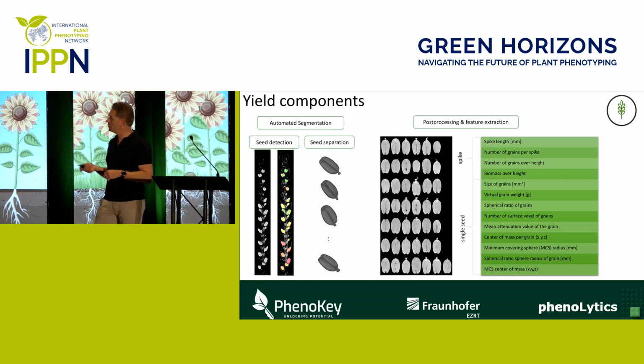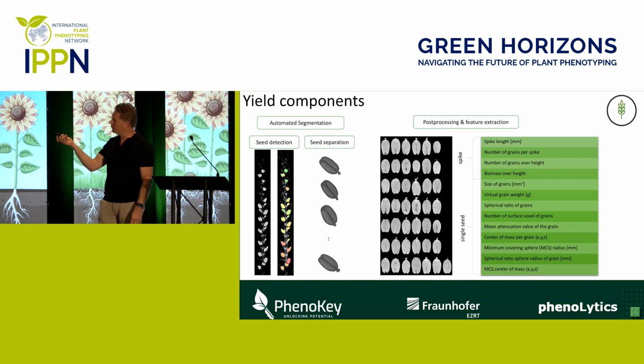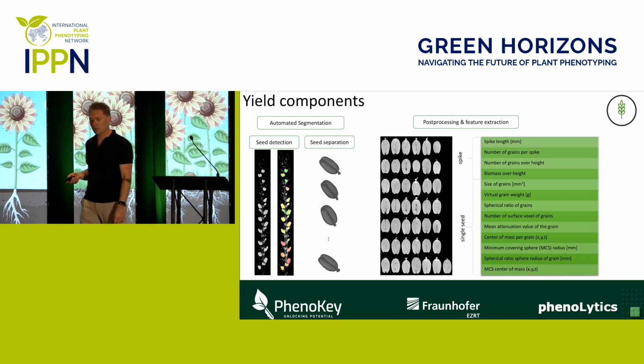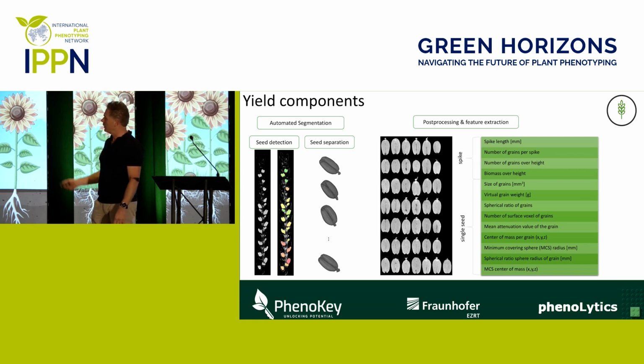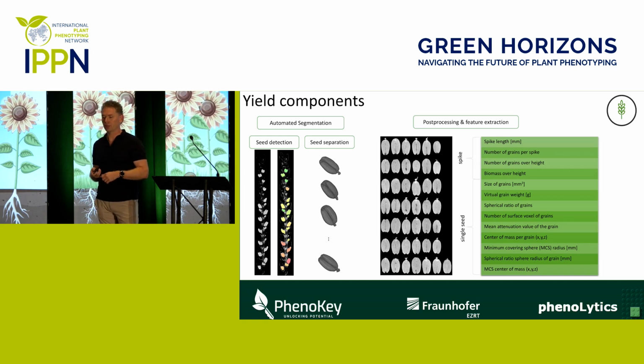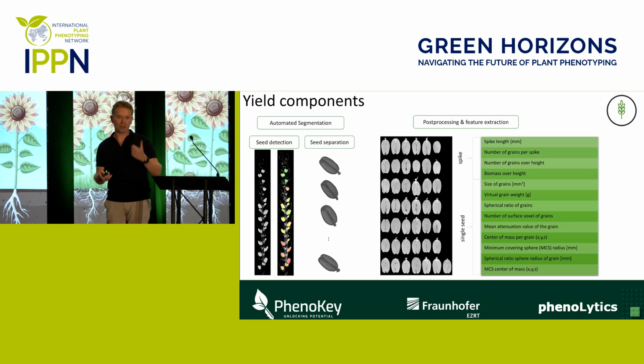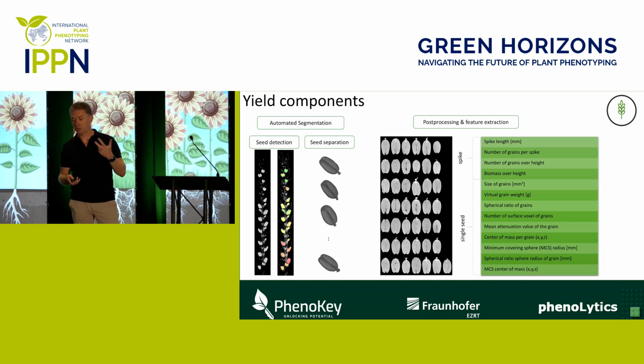So here you see what's happening. On the left, you see an isolated wheat ear. Then on the image next to it, you see in colors the different identified seeds in the wheat ear. In the middle, you see a representation of all the seeds that have been identified on the wheat ear. And on the right, you see all the parameters that are being extracted from that, which is on spike level or sometimes on single seed level. Again, biomass, shape, and position.